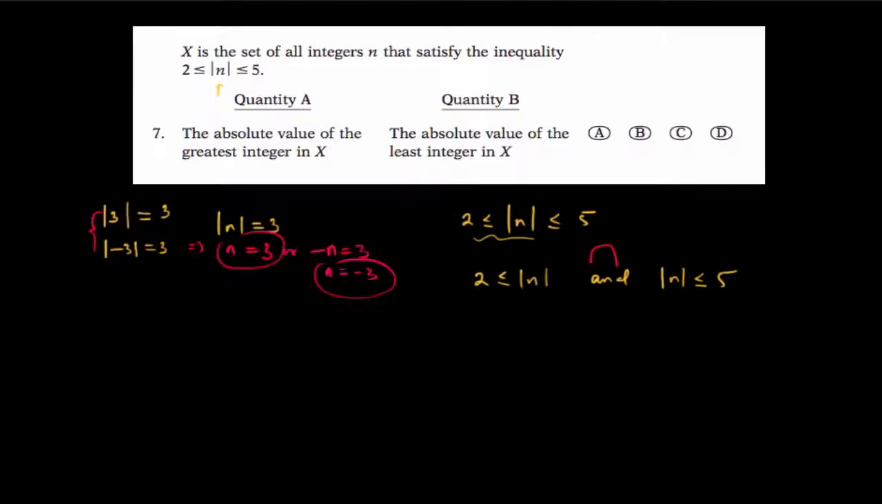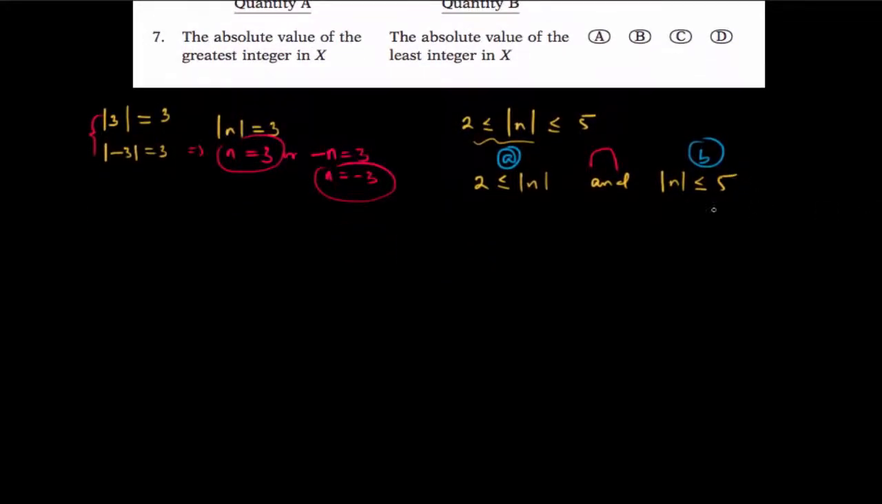So let me label this A, and I'm going to label this B. What I'm going to do now is solve this, and then I'll solve this, then I'll draw the graph of their solution sets. Then the intersection is going to be the solution of this inequality. So let me start with B. For the B part, what we have is the absolute value of n is less than or equal to 5.